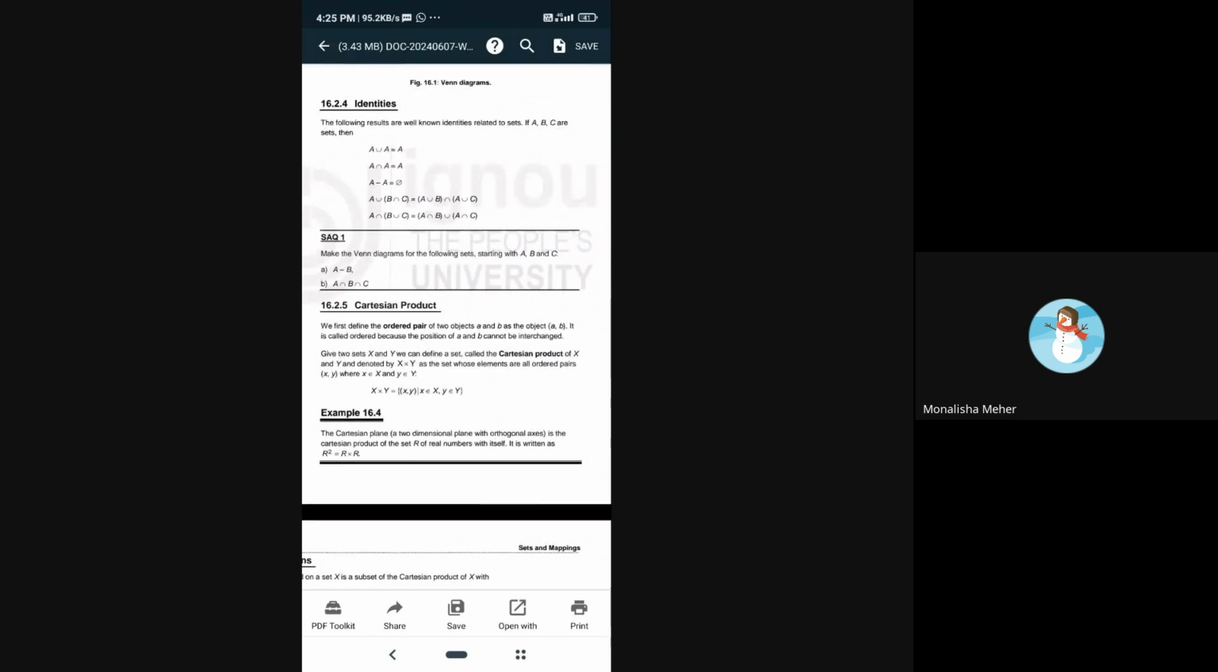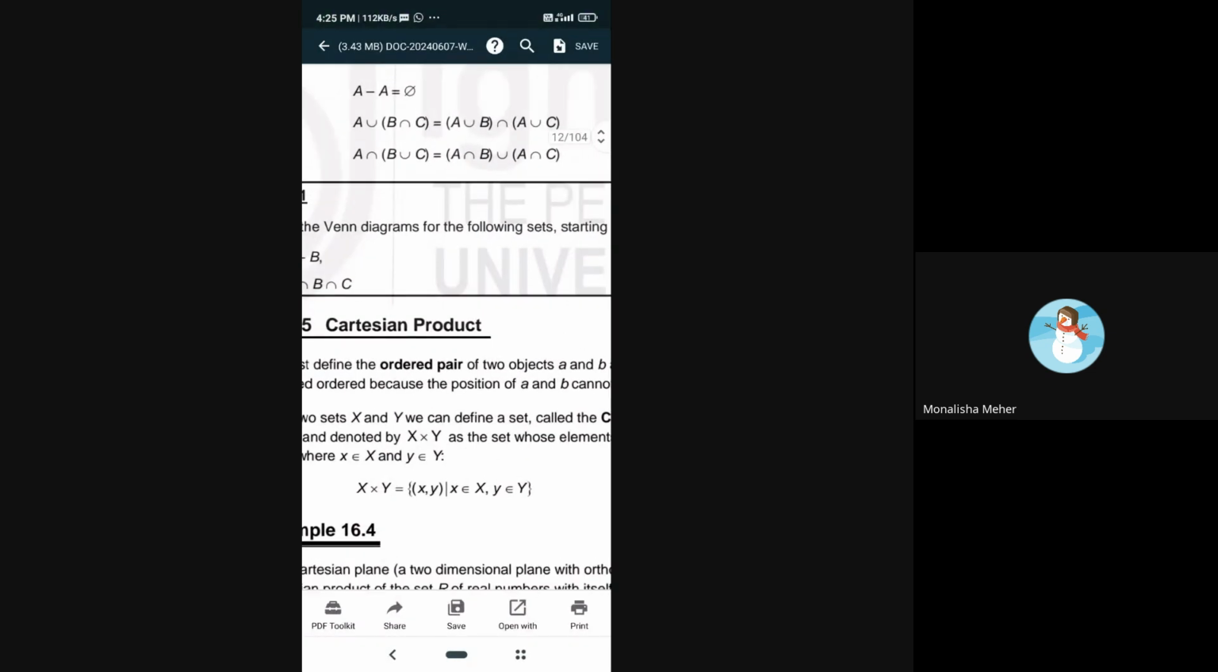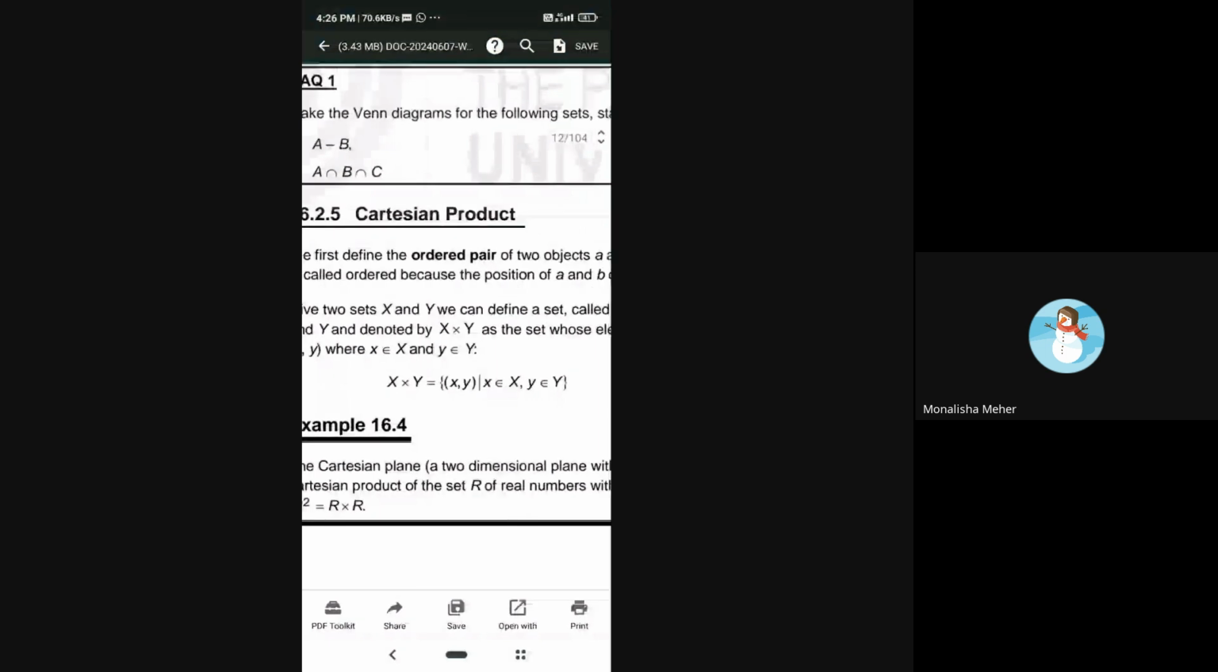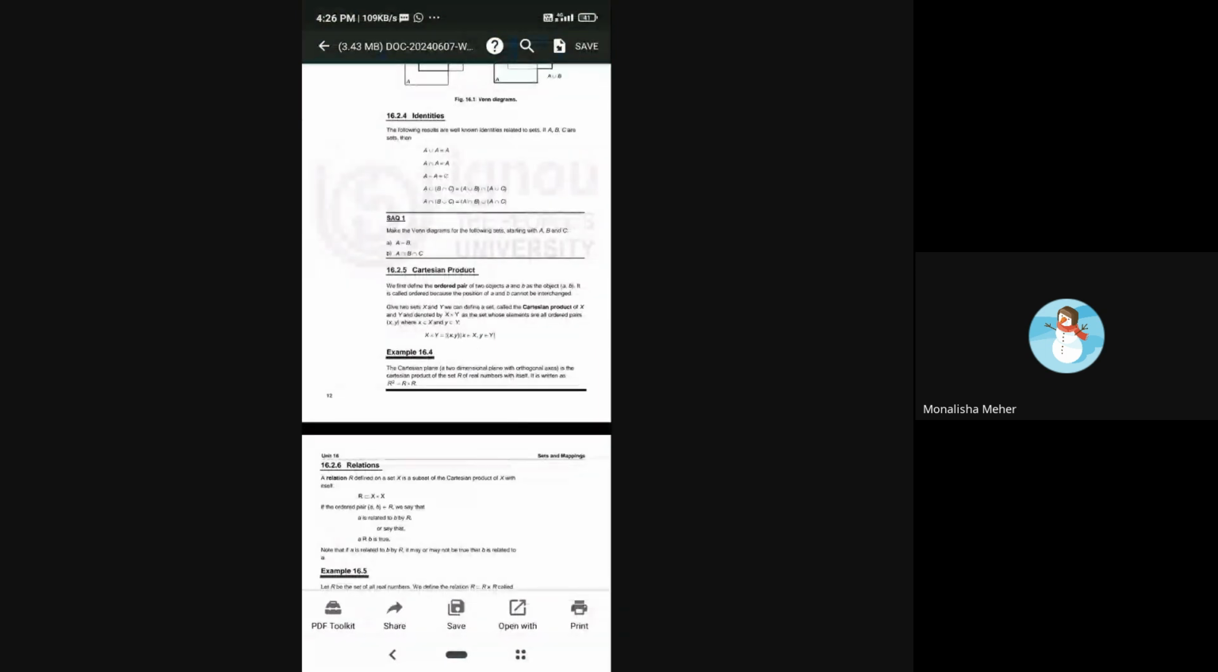Before going to Cartesian product, you refresh your idea on ordered pair of two objects, A and B, as the object A comma B. It is called ordered because the position of A and B cannot be interchanged. Given two sets X and Y, we can define a set called the Cartesian product of X and Y, denoted by this symbol X Cartesian product Y, as the set whose elements are all ordered pairs X comma Y, where x belongs to X and y belongs to Y, and you can write the Cartesian product as shown on the screen. Here is an example, go through it.